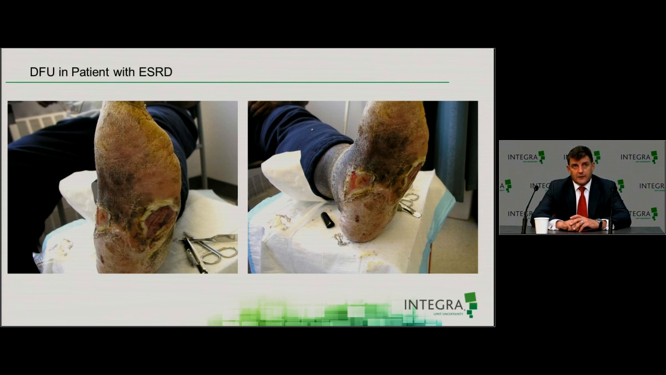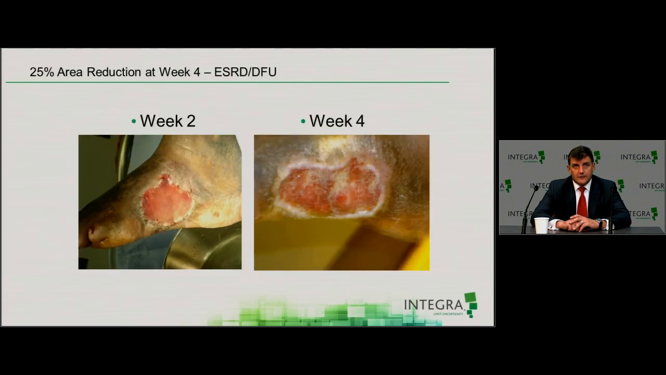This is a diabetic foot ulcer patient who obviously has had significant resections, a patient with end-stage renal disease, and we treat them. You can see, in this case, the IDRT stapled into the side of the foot. 24 or 25% area reduction just at week 4, so very fast reduction in a patient with renal failure.